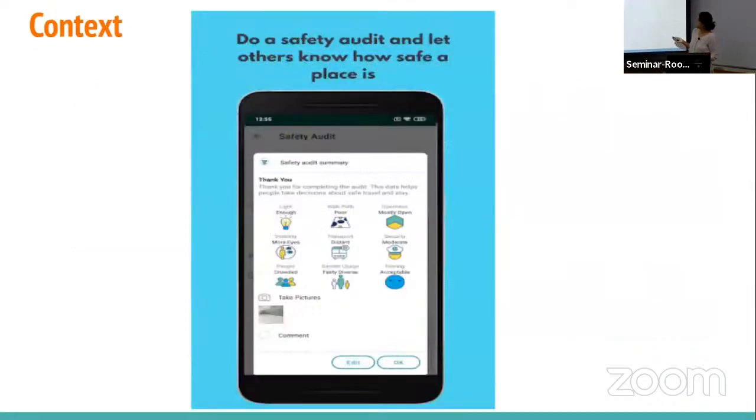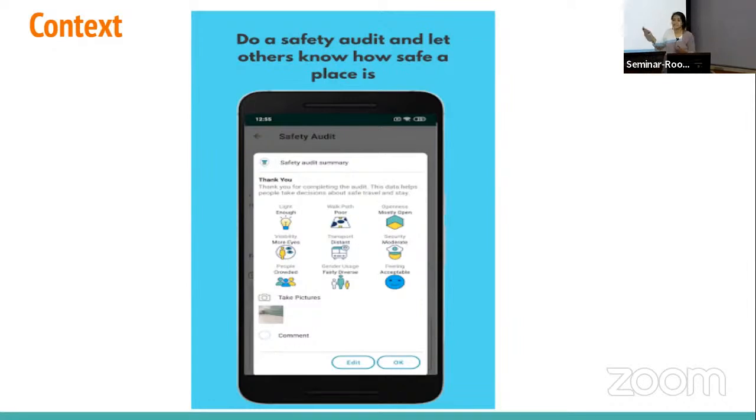Just to take it to the context of India, this is Safetipin's app interface. You can't see it too clearly, but basically they do a safety audit and let others know how safe a place is. You say, in this place, is there enough light, footpath, etc. They're asking these questions, and also whether you are feeling safe. You also have an option of taking a picture and uploading it. This is on a mobile phone, anyone can download it. Many women and men have.